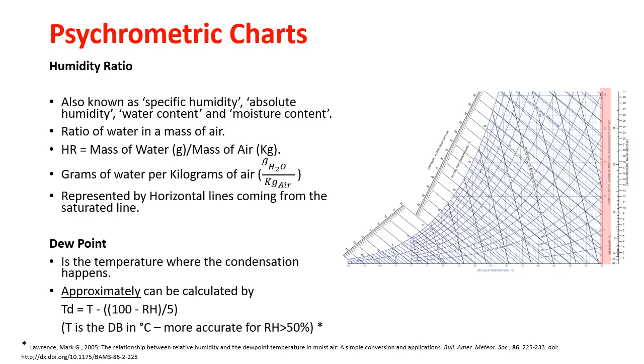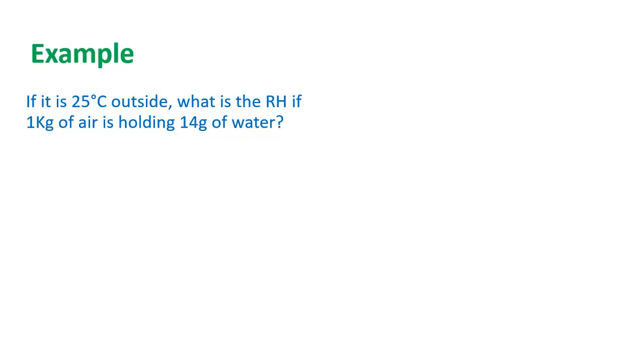Dew point. This marks the temperature at which condensation occurs. While it can be approximated using the formula where T is the dry bulb temperature in Celsius, more accurate for RH greater than 50%, it signifies a crucial point for understanding air moisture content. On this chart, you can find the dew point measurements here, or you can continue the horizontal line of moisture content to the left until you hit the RH 100% curve, and read the temperature dew point from the wet bulb numbers. Here is an example.